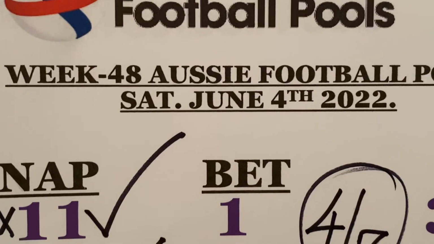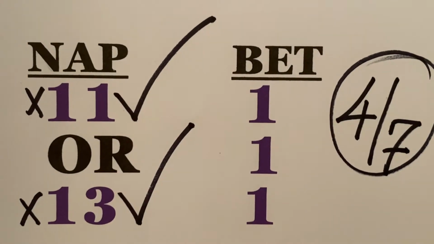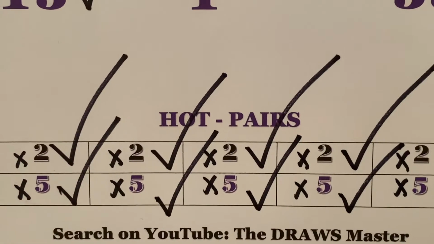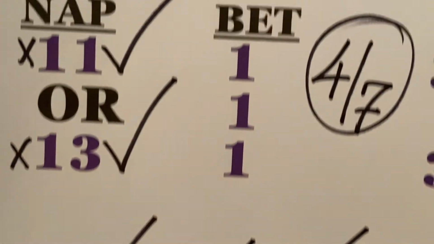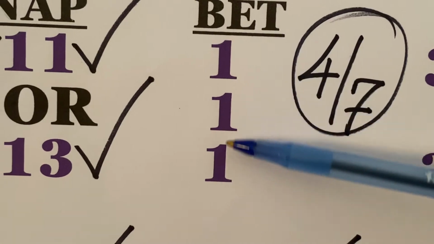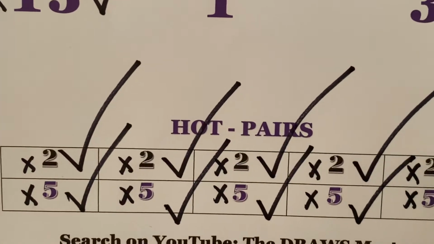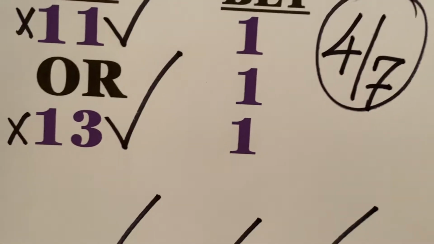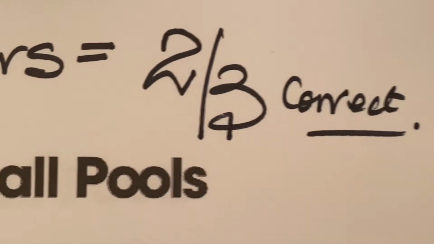So this is the result of last week. It wasn't too bad. You will see that we have 4/7. And right here, we have three double numbers. I call them double numbers. You see number one here was repeated, number two all the way at the top, and number five all the way at the bottom. So you had three bankers released that gave you 2/3 correct.